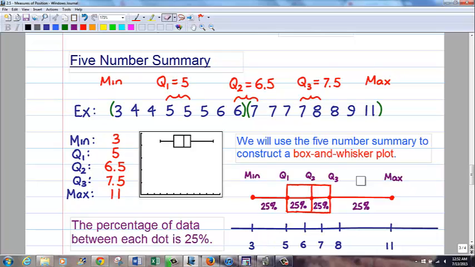So isn't that delightful? So obviously, if you saw a box and whisker plot, even without any numbers, that had a really, really long whisker on it, the end of that whisker would be an outlier.